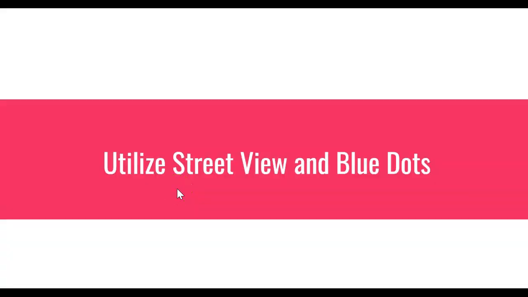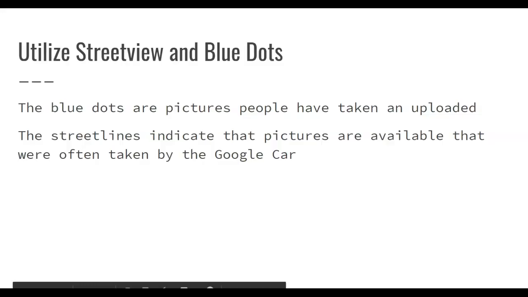My one last tip about capturing those is utilizing the street view and those blue dots, so grabbing onto that little person and dragging things over to see what is available. The blue dots represent pictures that people have taken, and then those blue lines indicate that pictures are available that were taken by the Google car. So when you grab that little yellow guy and drop it either on the blue dot or on the line, that is how you can grab some of those great visualizations.